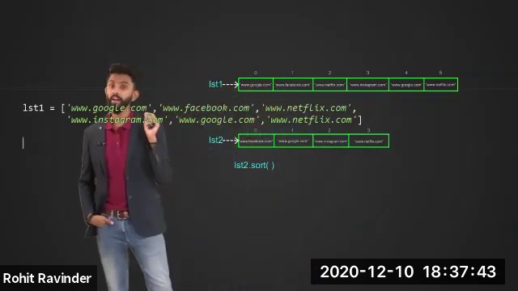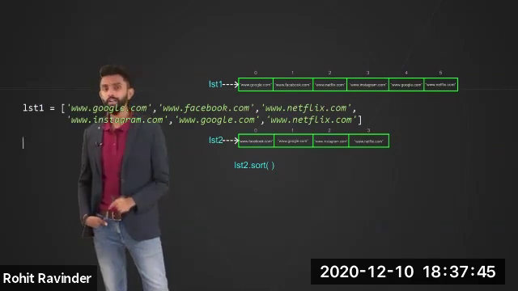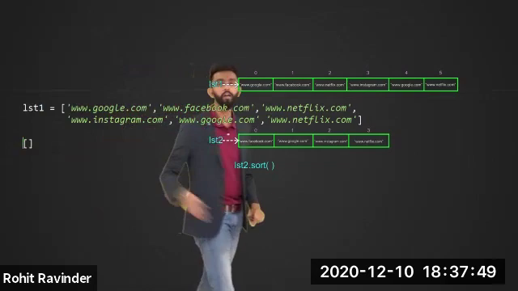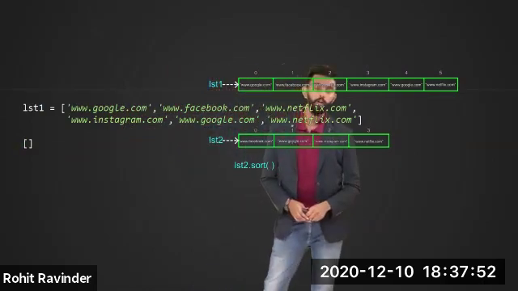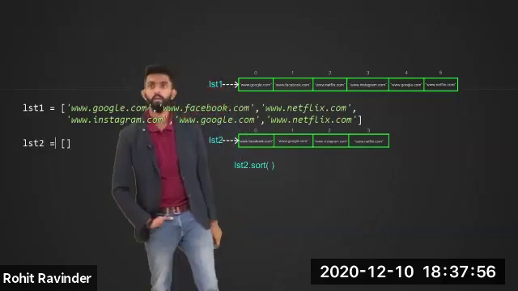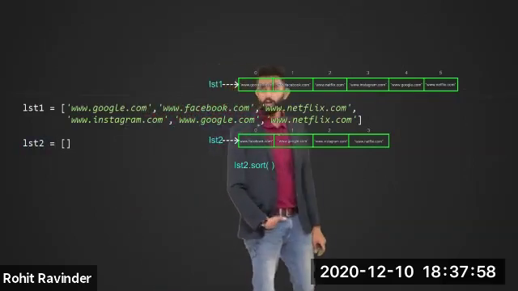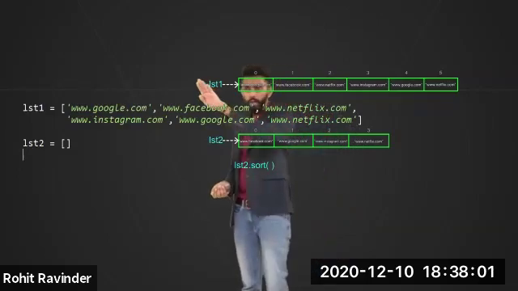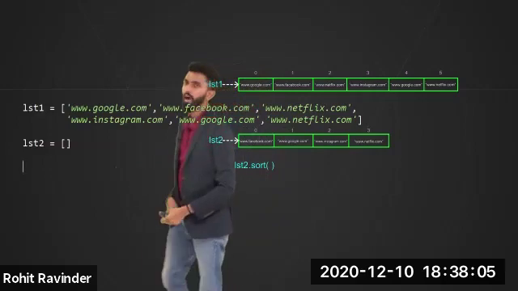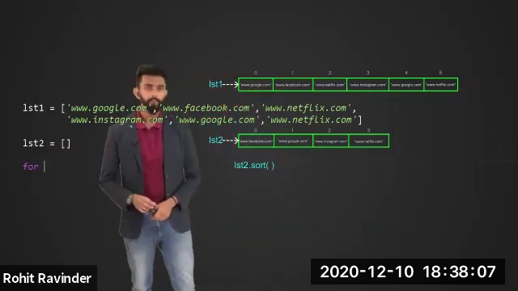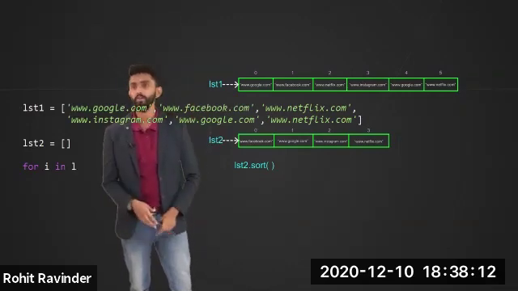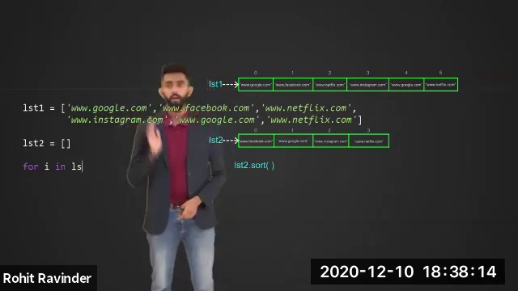I want to create an initially empty list called lst2. How will I do this? I'll just put open bracket, close bracket. That means it's an empty list. I'll give it a name, lst2. Next, I'll come below and apply a for loop on list 1. How are you going to do that, you might ask? I'll write for i in lst1, and put a colon.